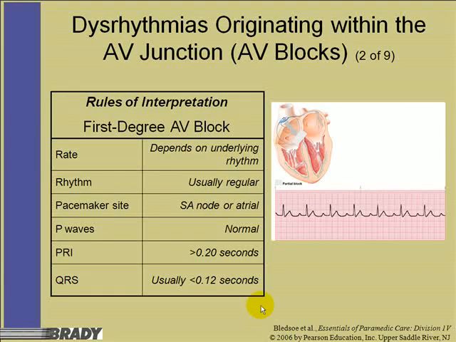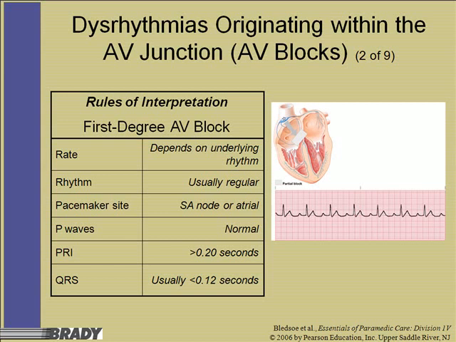And now we're going to talk about why there might be a problem in that tissue or a cause for blocks. So our first degree AV block, this is a lengthening of that PR interval, and that's going to be the biggest thing we notice here. Our rate depends on the underlying rhythm. Rhythm is usually regular. SA node or the atria is the pacemaker side, so up high, but we've got good P waves, so we know that it's originating up that direction. But look at our PR interval.